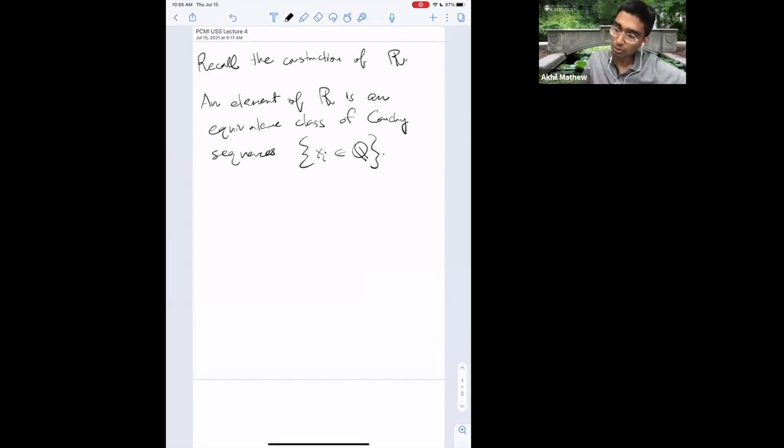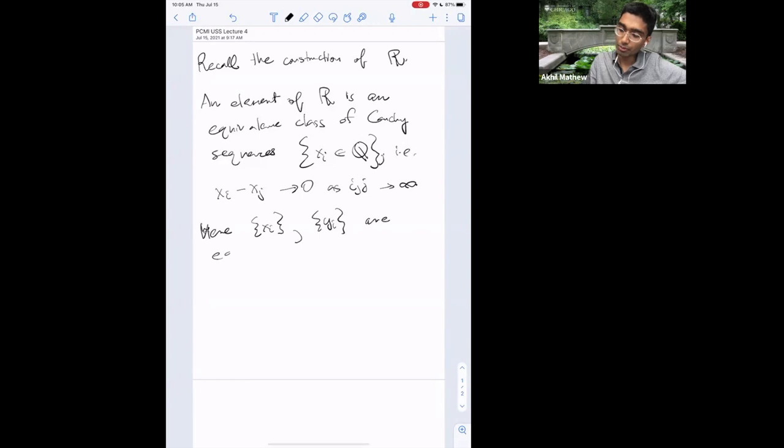So maybe I should write that. Cauchy sequences, i.e. x_i minus x_j goes to zero as i, j go to infinity. And it's an equivalence class, so I need to specify the equivalence relation. Here, a sequence x_i and a sequence y_i are equivalent, so they define the same real number, if the difference x_i minus y_i goes to zero as i goes to infinity. So it's defined as a completion of the rational numbers, where we add in formal limits of Cauchy sequences, and we mod out by the natural equivalence relation.